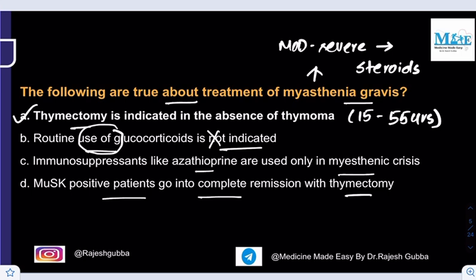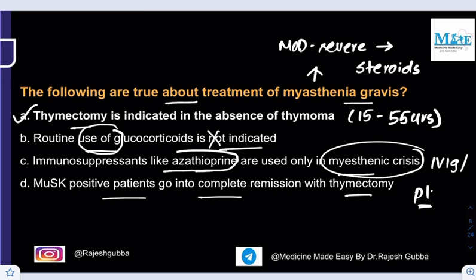Now take the third option, immunosuppressants like azathioprine are used only in myasthenic crisis. In case of myasthenic crisis, the treatment will be IVIG, that is intravenous immunoglobulin, or you need to do plasmapheresis. These are the two treatment options for myasthenic crisis. You give azathioprine when the individual is refractory to steroids. That is the point when we give azathioprine, right?